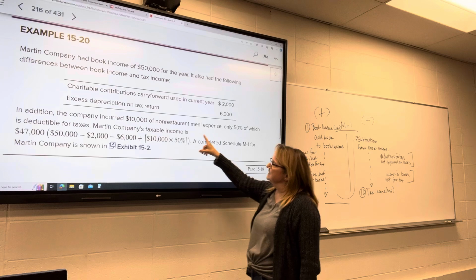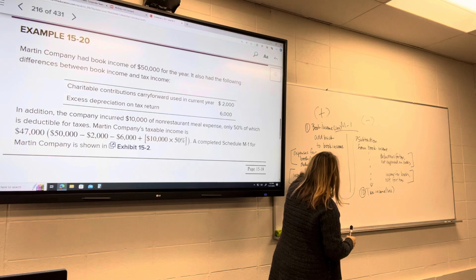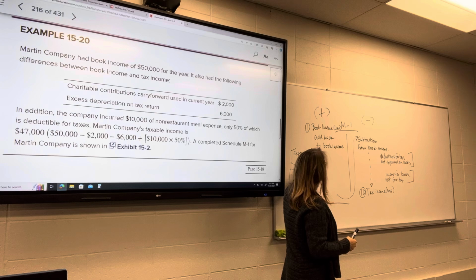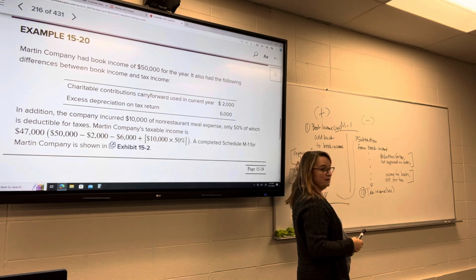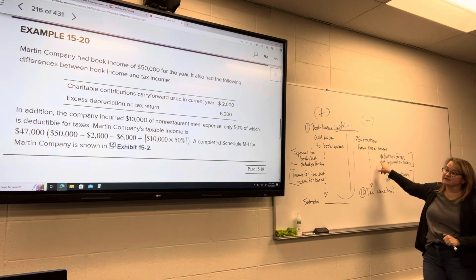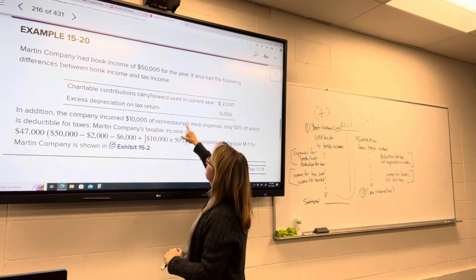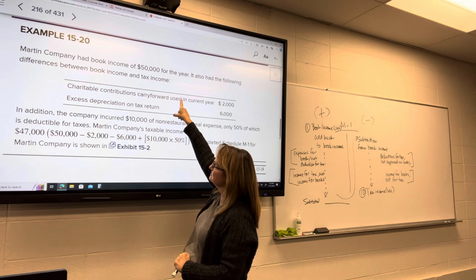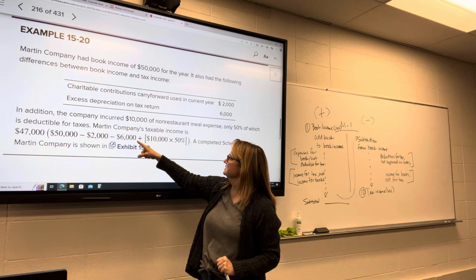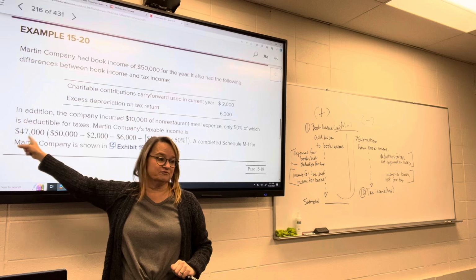So on the $10,000, they've got a $5,000 adjustment over here because they got expenses for book, but not deductible for tax. So we would add back the $5,000 here, and then we would subtract the $2,000 and the $6,000. So book income was $50,000, subtract the $2,000 and the $6,000, and then add back $5,000. So their tax income is $47,000.